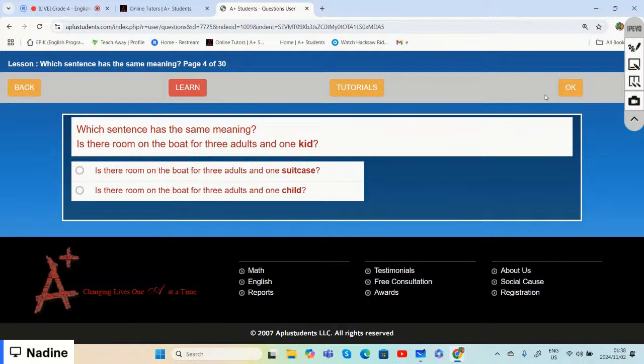And if we were to choose the correct option, the word that's the same as kid is child. Option two. Well done. Child is correct. Well done.